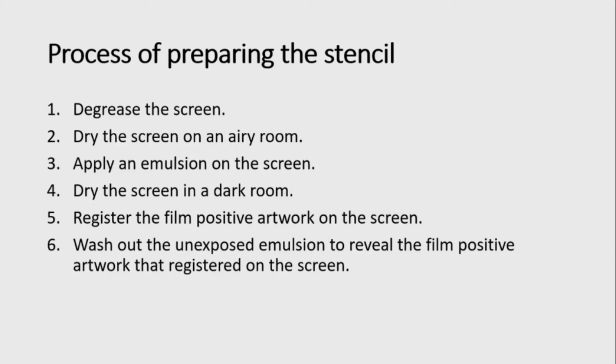2. Dry the screen by air drying it in an airy room. 3. Apply an emulsion on the screen, 1 on the outside and 1 on the inside. 4. Dry the screen in a dark room. 5. Register the film positive artwork on the screen by exposing it to a direct light. It can be a direct sunlight, a top light source or a bottom light source. 6. Lastly, wash out the unexposed emulsion to reveal the film positive artwork that registered on the screen.